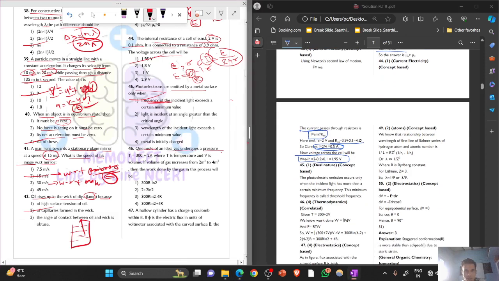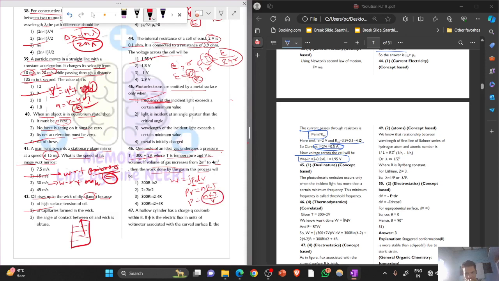1 mole of ideal gas undergoes a process where temperature T equals this function of volume V. If the volume of gas increases from this to this, find the work done. It is asking about the work done in this process. You know work done equals integration of P dV. You just need to use P or dV in terms of this. PV equals nRT, or P equals nRT by V. Simply you need to understand it. Put the value of T in terms of V.